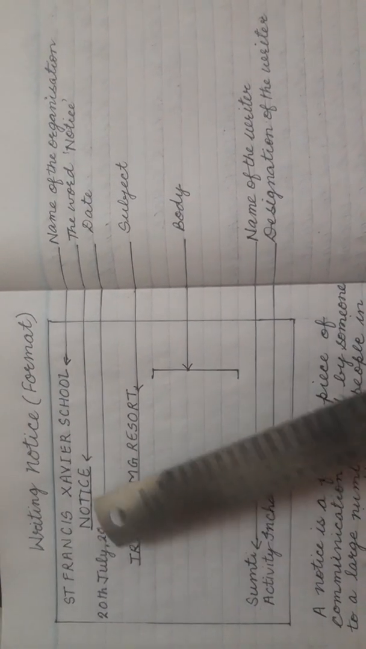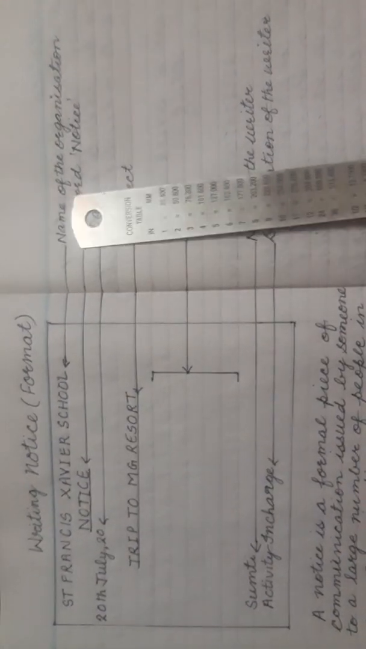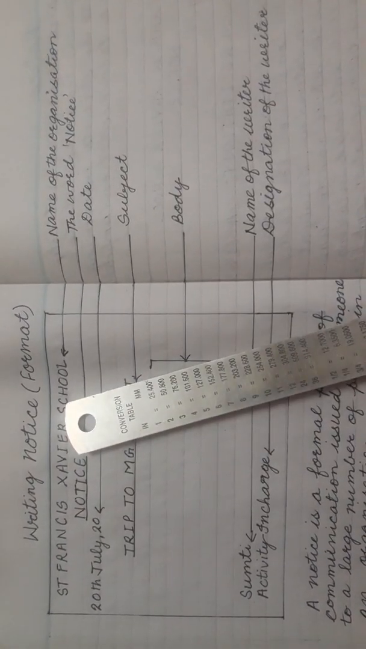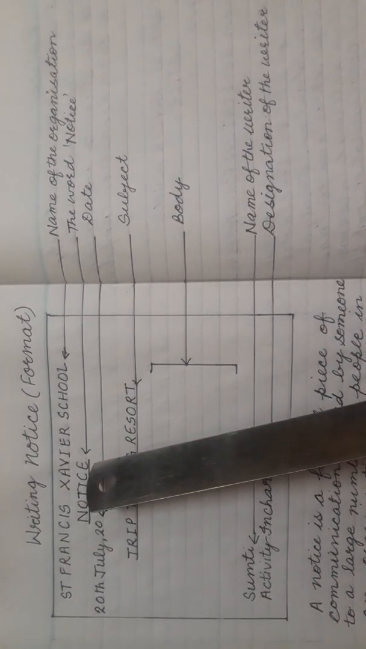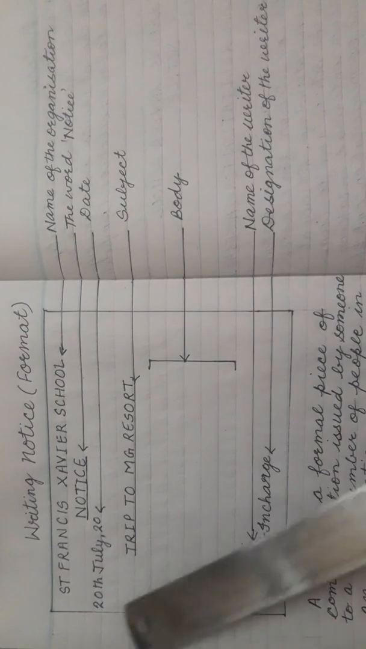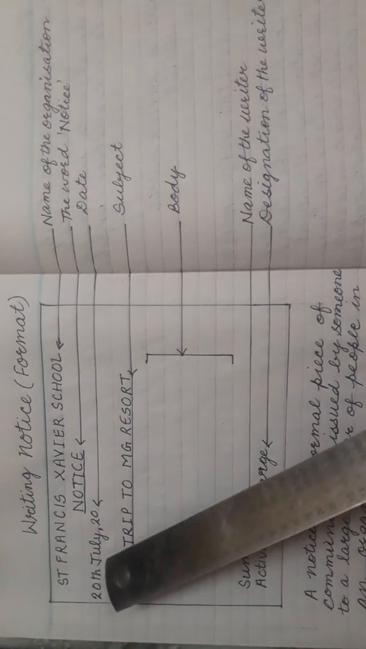Let's see the format. First of all, we will write the name of the organization on the top in bold print. Here I have written the name of the school, St. Francis Xavier School. The word notice will be written under this organization. Then in the left corner below the notice, you will write the date. I have written here 20th July 20. You have to keep in mind J will be capital.